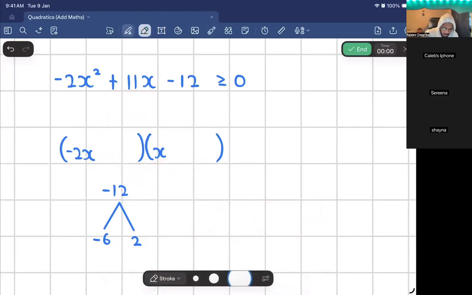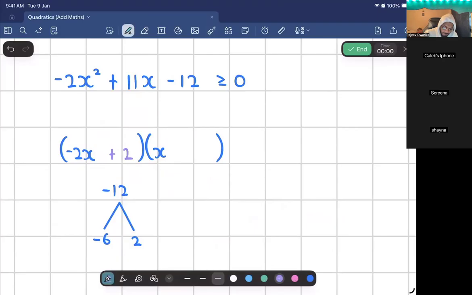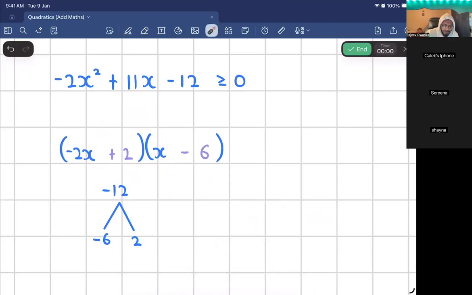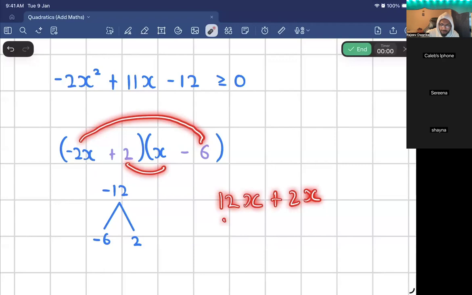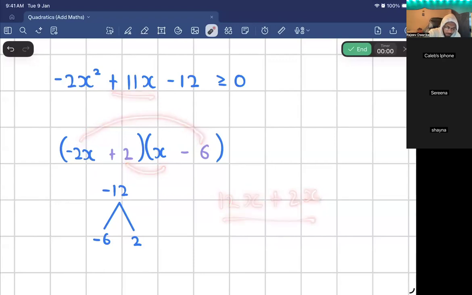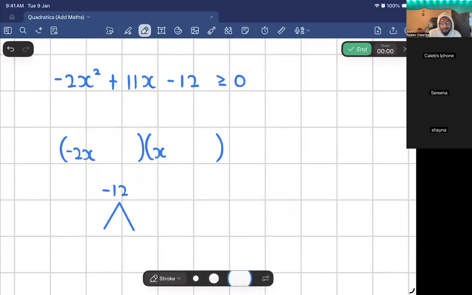Maybe I could switch it around. If I switch it around, what is minus 2x by minus 6? Minus 12x. Nah, you multiply a negative by a negative. What's a negative by a negative? 12x. That'll be 12x, and 2 by x is 2x. Is 12x plus 2x going to give us back 11x? No, sir. Nah, so we should probably try another one, right? Think of some other ways you can get back negative 12.